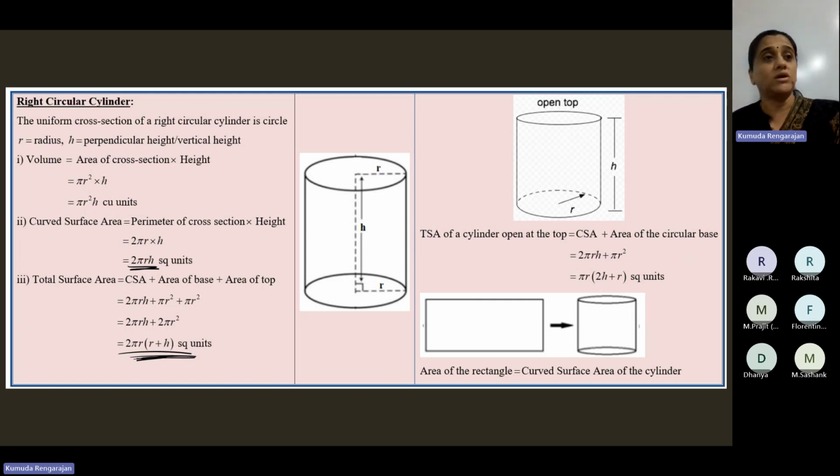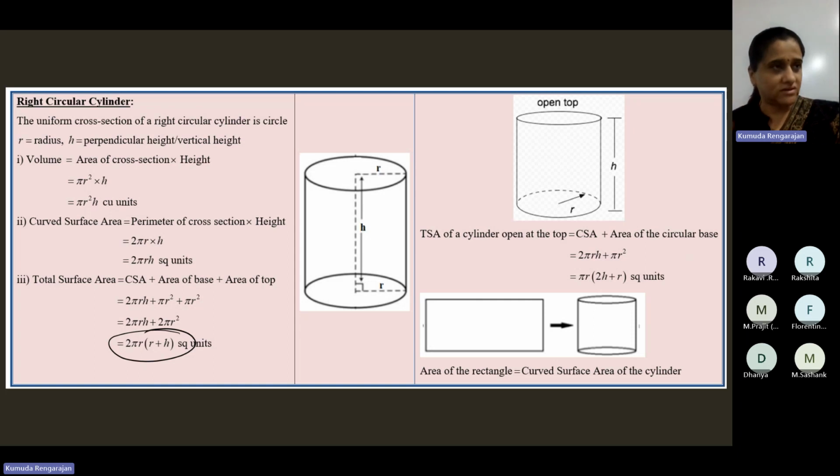You don't go by the word total. Total surface area does not always mean that you should use this formula. You should consider that object, that solid. In that solid, wherever the material is used, all that area you should find. That is what is meant by total surface area.